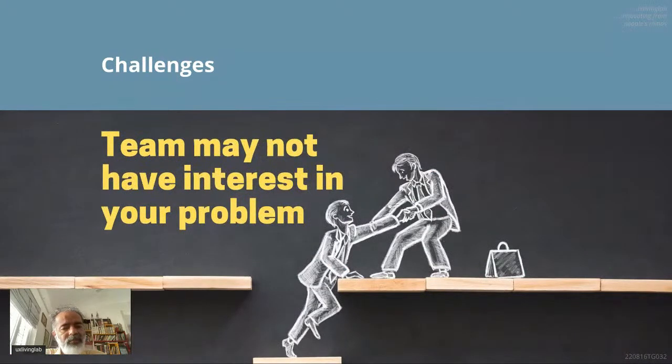Then what are the challenges? The first challenge I noticed is that the team may not be interested in your problem, because you start with an academia team, but what's their interest? Their interest is not income, because you are not paying.